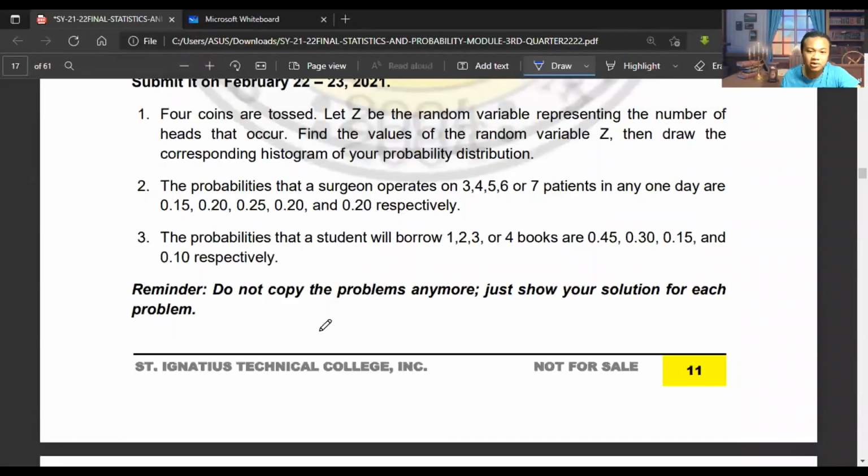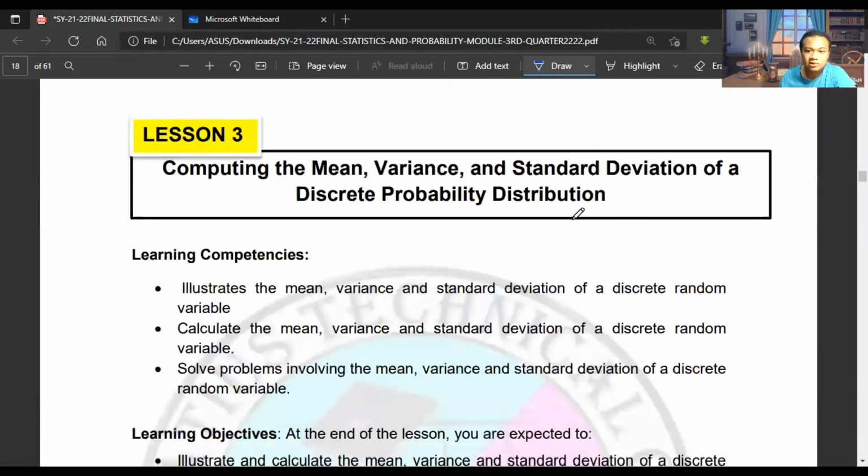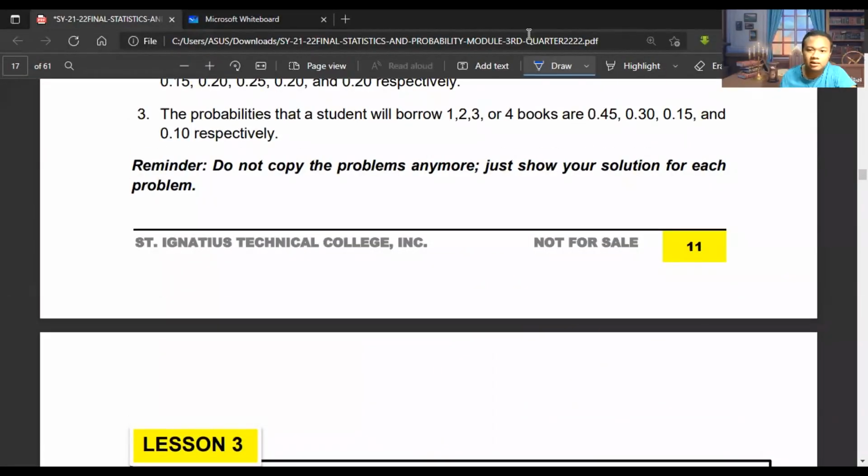So do not copy the problems anymore, just show the solution for each problem. Okay, so I think that's it for lessons 1 and 2. Lesson 3 is next. I hope you found this video helpful. It can help you in the solving, because I made this video so that our answers are uniform. Please follow the steps that I have given you on how I will answer the questions.